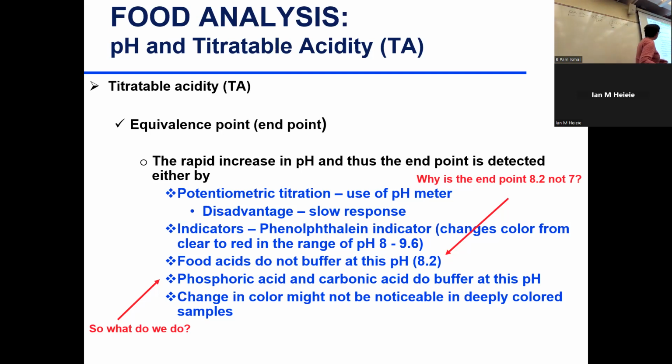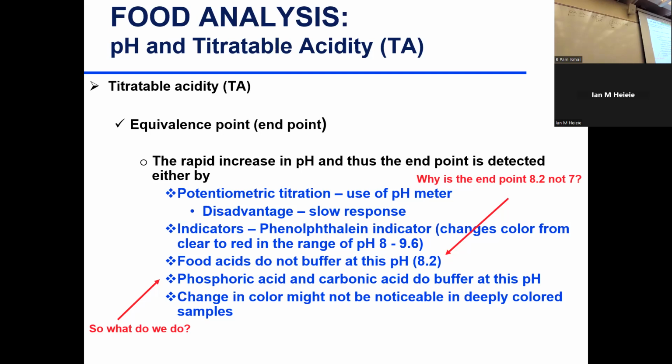We usually get to a pH of 8.2, and food acids, organic acids, don't buffer at this pH, so we are in the safe zone. Why is the endpoint pH 8.2 and not 7? Can anybody guess? It's kind of a trick question: you talk about neutralization and then it's not 7, it's 8. Especially when you have organic acids. It's not the case when you just have something like HCl itself.